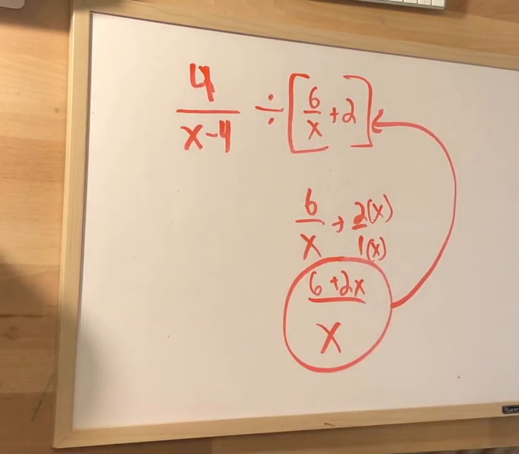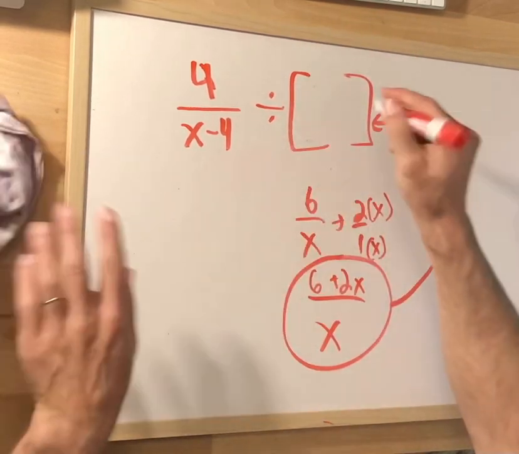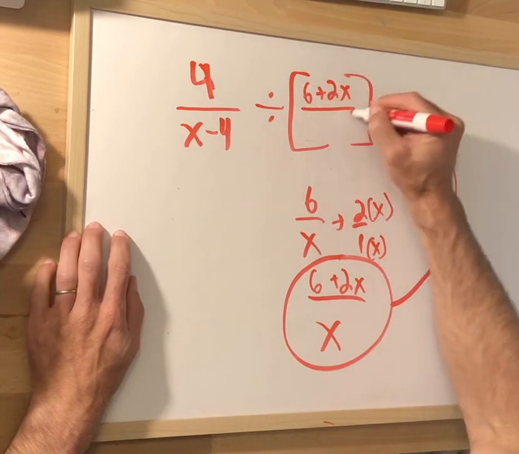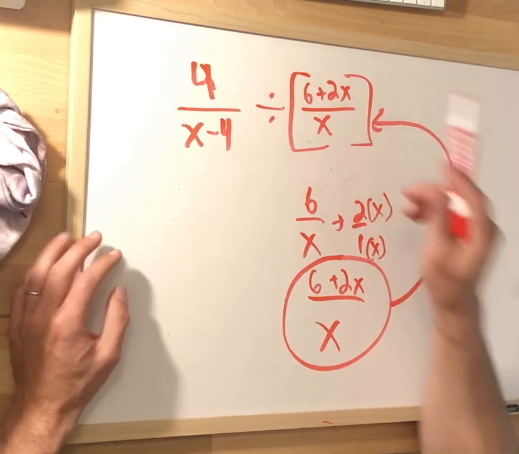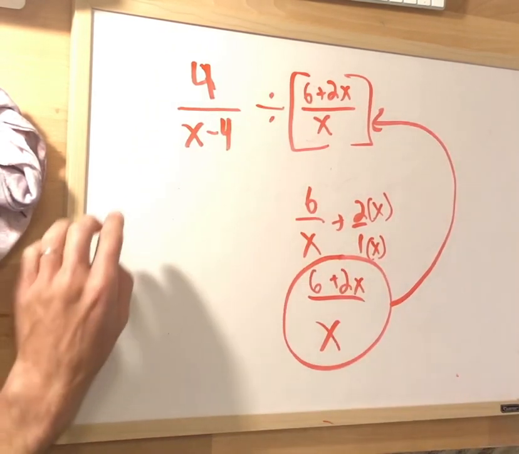So I'm going to replace this now with 6 plus 2x all over x. All right, now what I'm going to do is I am going to flip this upside down.